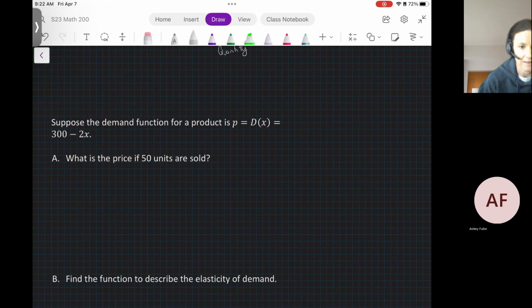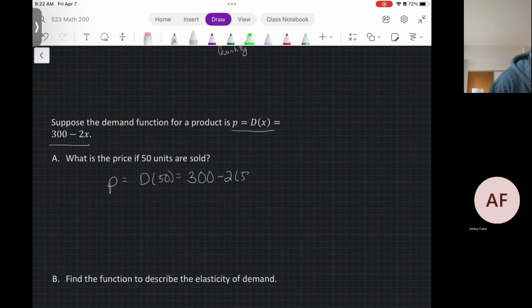Let's look at this mathematically. First of all, suppose we have a demand function where the demand is 300 minus 2x. Remember, this is price, so if we want to know the price, we simply take the demand function and calculate it for 50 units. So we're going to have 300 minus 2 times the number of units that we're selling, which gives us 300 minus 100, or will result in a price of 200.